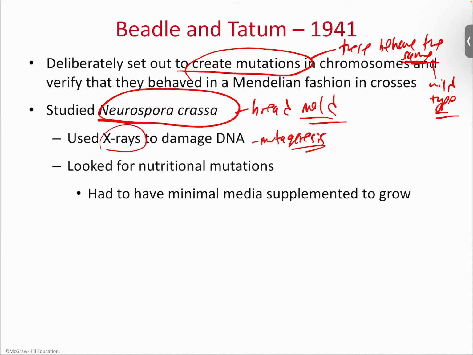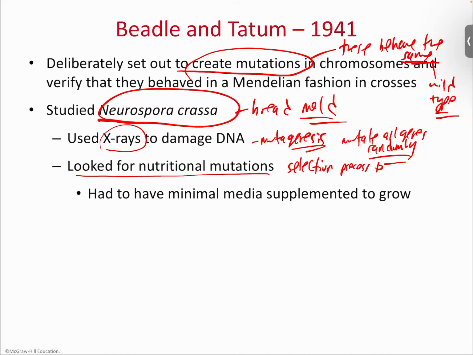So this basically will mutate all genes randomly. Whenever you do a mutagenesis, you have to look for something specific. You have to have a selection process, and you're looking for changes in your phenotype.